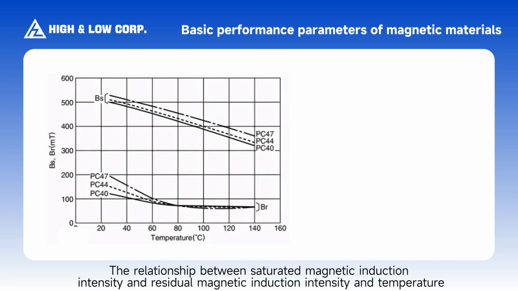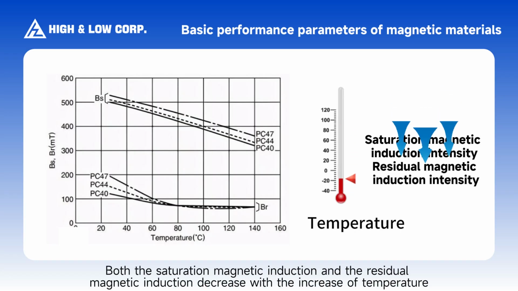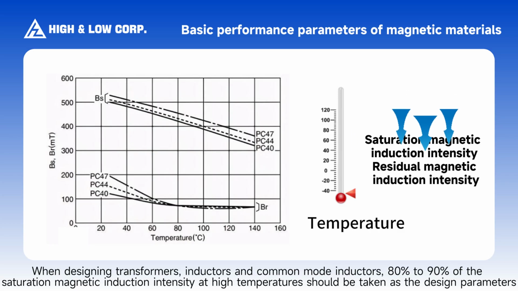The relationship between saturated magnetic induction intensity and residual magnetic induction intensity and temperature: both the saturation magnetic induction and the residual magnetic induction decrease with the increase of temperature. When designing transformers, inductors, and common mode inductors, 80% to 90% of the saturation magnetic induction intensity at high temperatures should be taken as the design parameters.